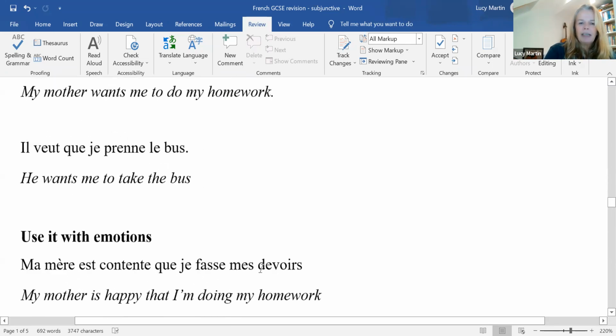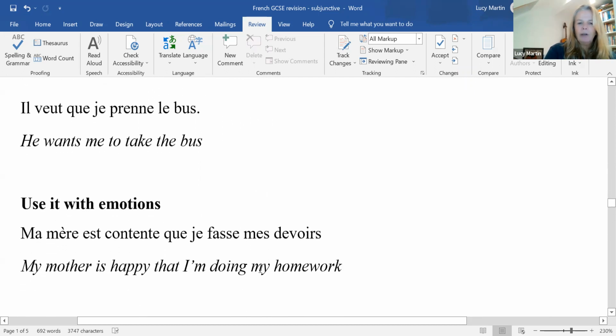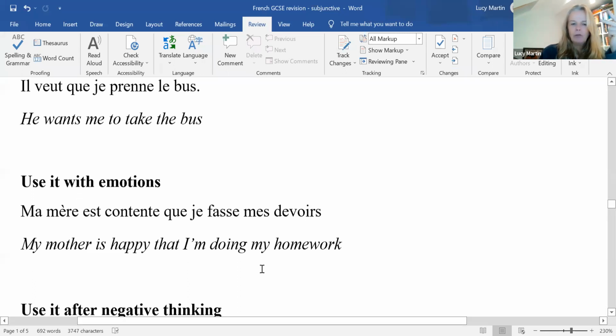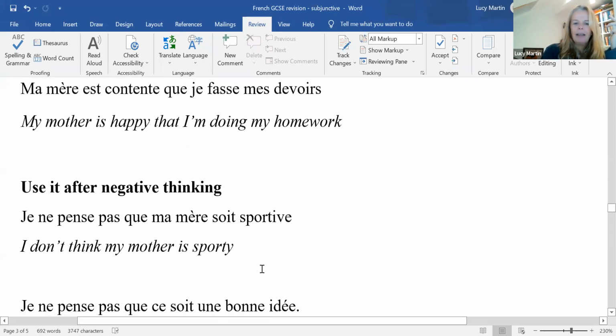Do you remember that I was happy that you were doing your homework? That was situation 3. Ma mère est contente que je fasse mes devoirs. My mother is happy I'm doing my homework. My mother is happy that I, subjunctive, do my homework. So we've done necessity, wanting, emotion, and the last one, negative thinking.